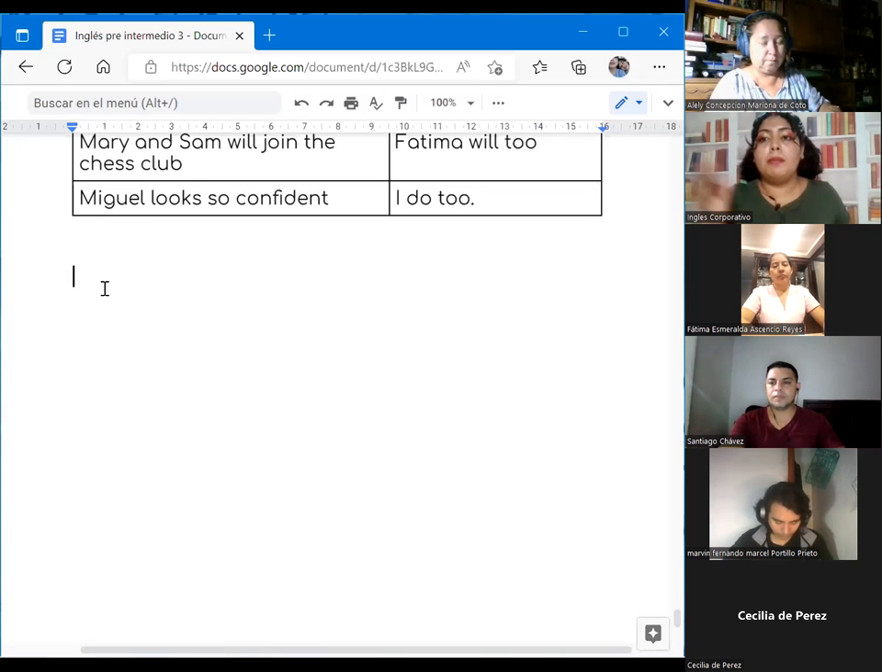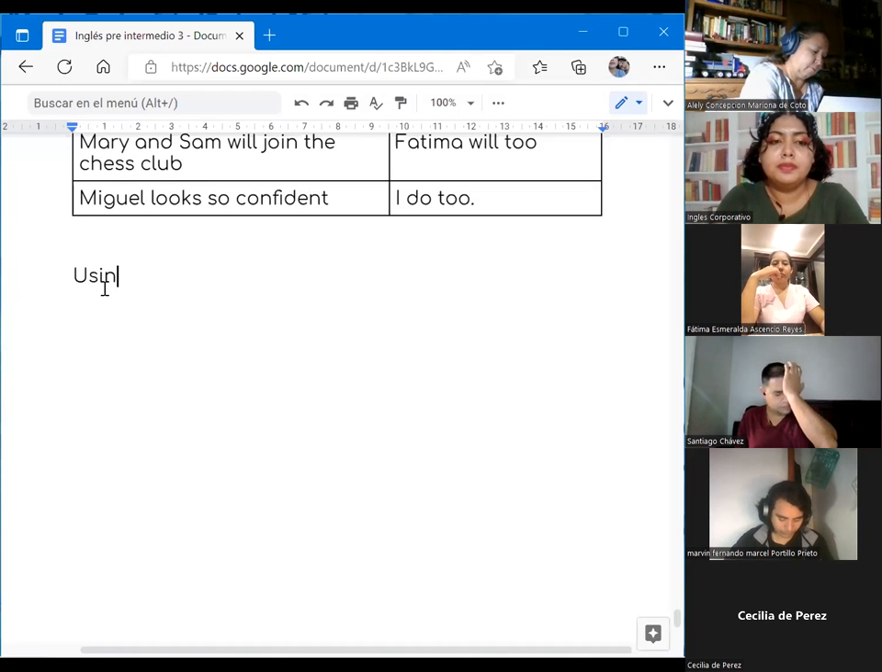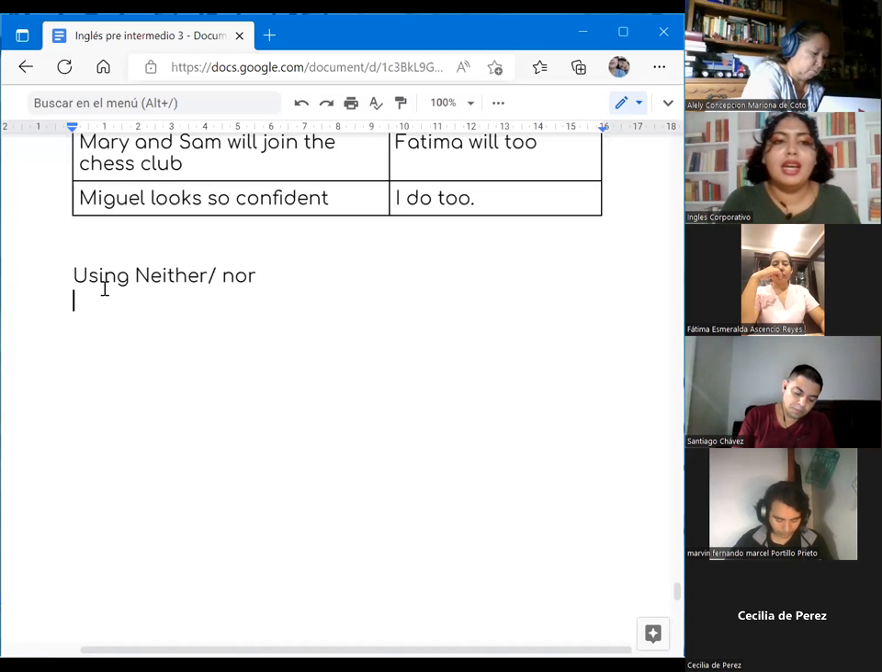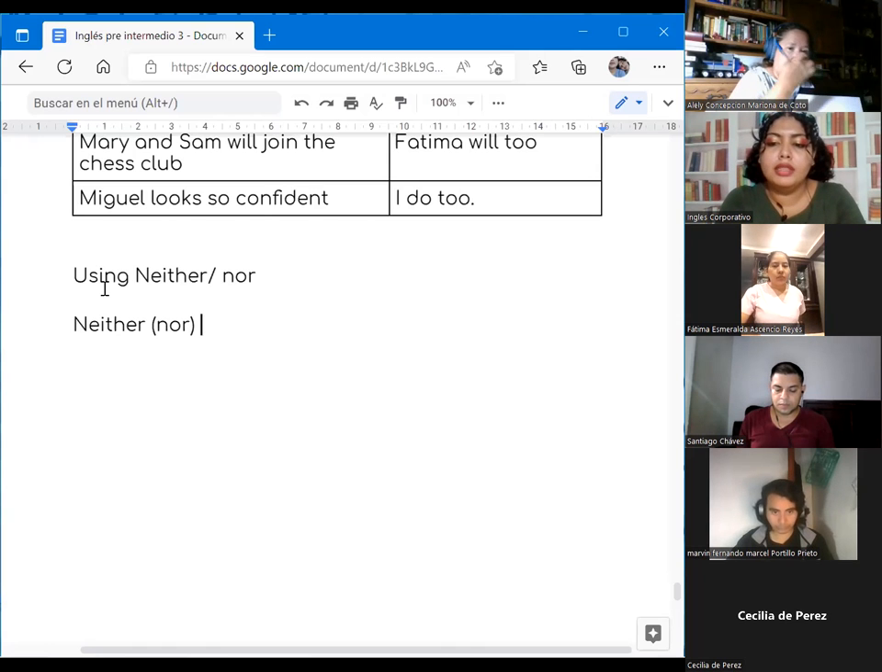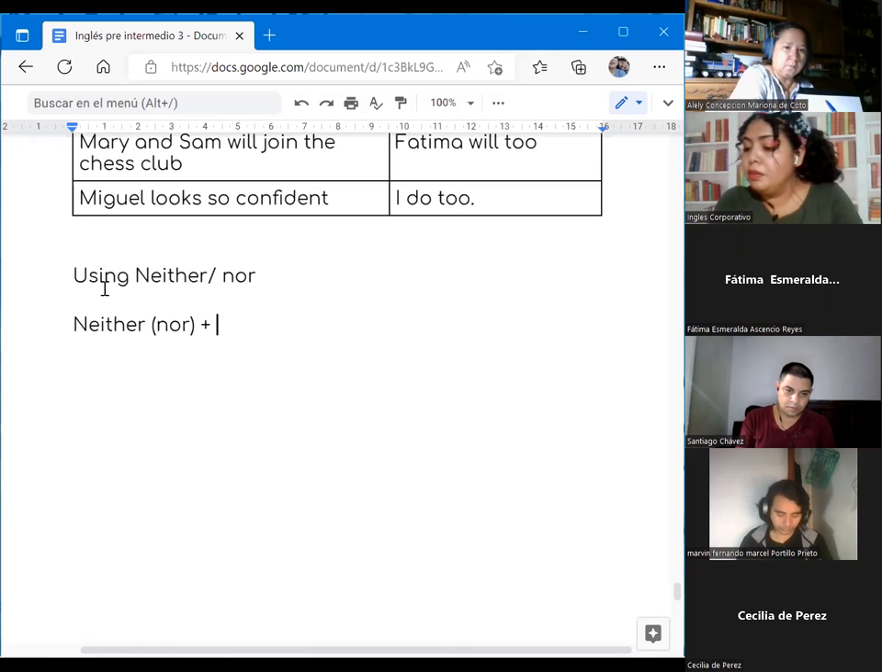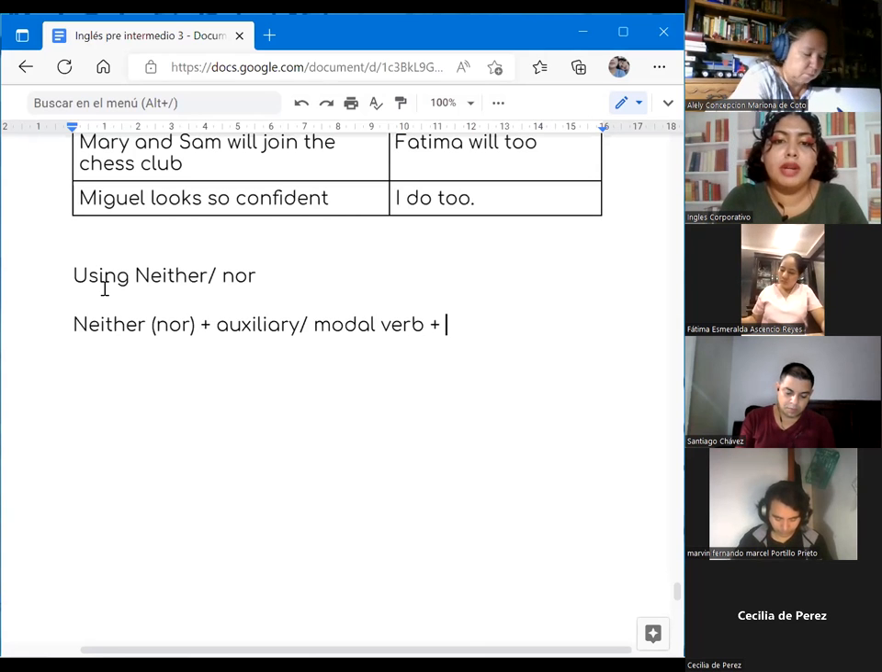Now, we are going to change from positive statements to negative. Vamos a cambiar a los negativos, porque ya hablamos de los positivos, cómo responder and all of the things. So, we are going to use neither, nor. They are like a combination. We can use neither or nor, and we have the structure for the answer. Remember that we are using the answers. Neither, nor, plus the auxiliary or the modal verb. Plus the pronoun.